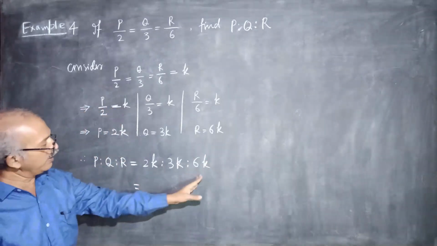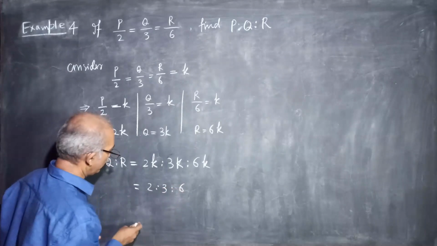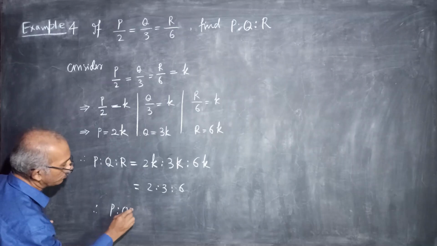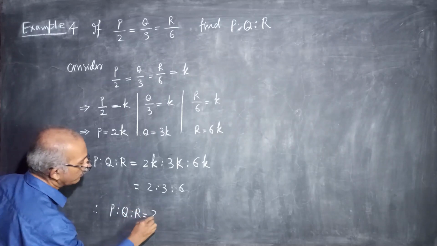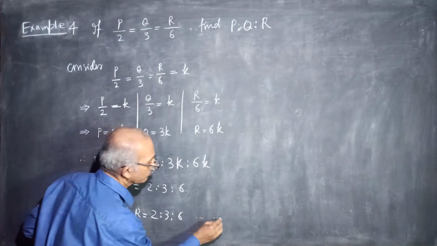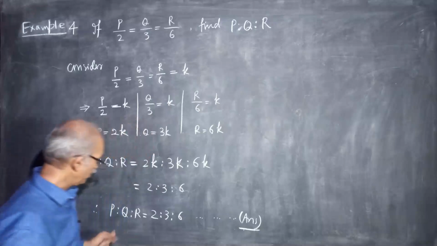Now you can divide by K. So you will get 2 is to 3 is to 6. Therefore, P is to Q is to R is equal to 2 is to 3 is to 6. This is the answer.